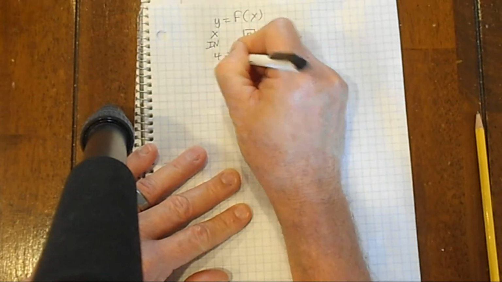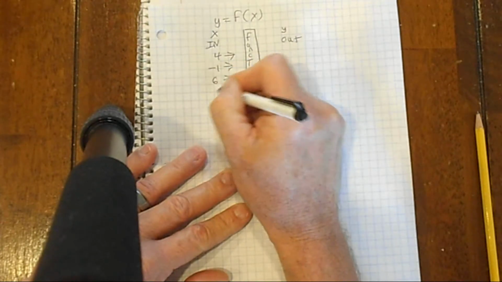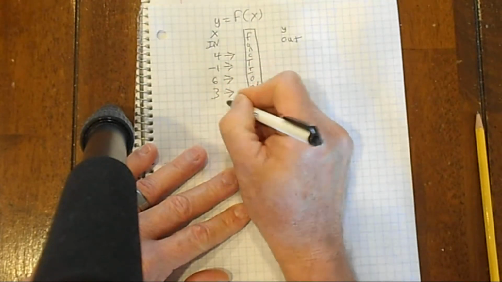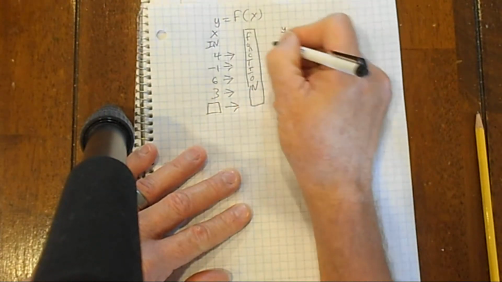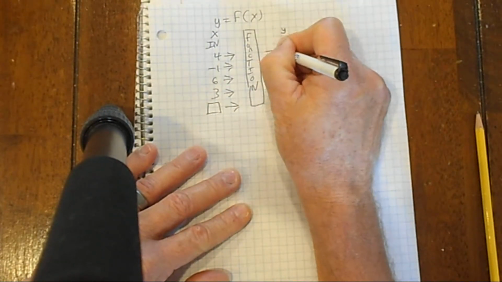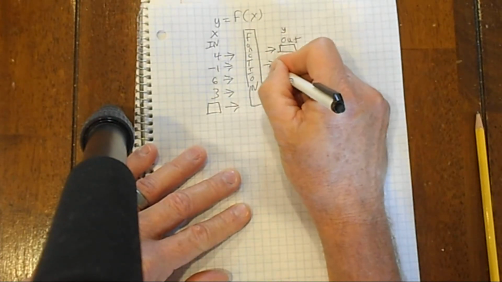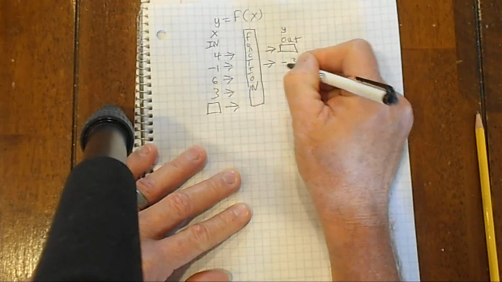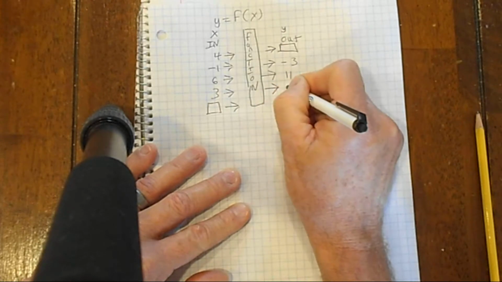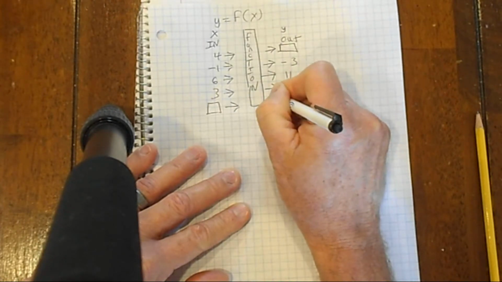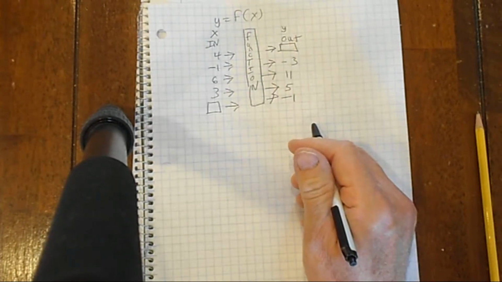4 going in. -1 going in. 6 going in. 3 going in. Don't know what it is going in. Okay. Coming out. We don't know what's coming out. Okay. Coming out again, -3. Coming out again, 11. Coming out again, 5. Coming out again, -1. Okay. So those are our numbers.